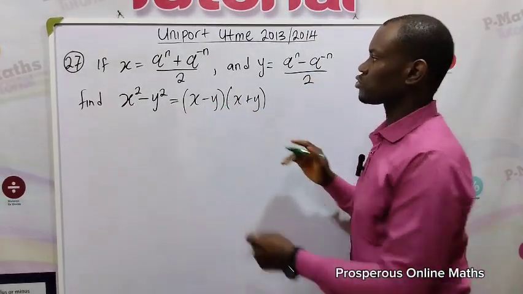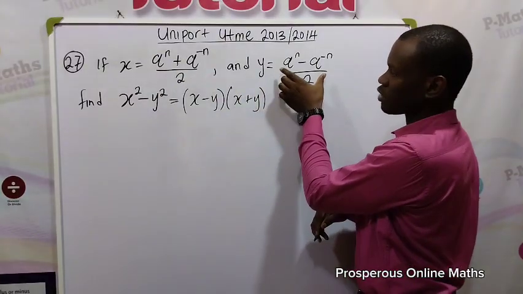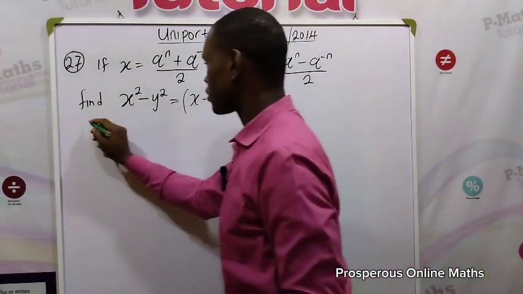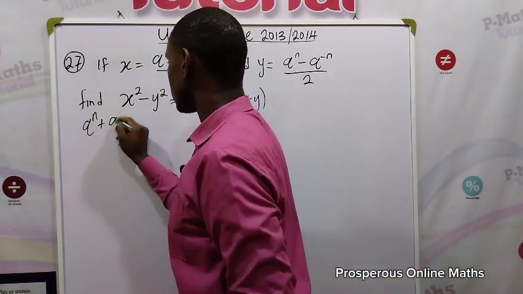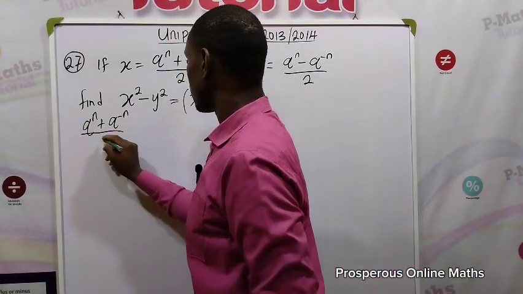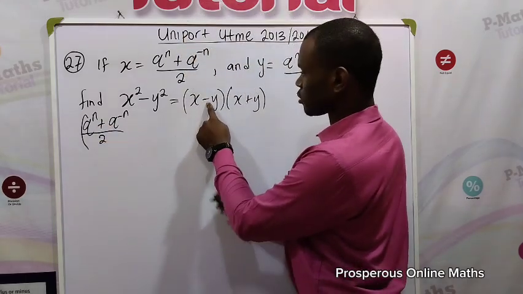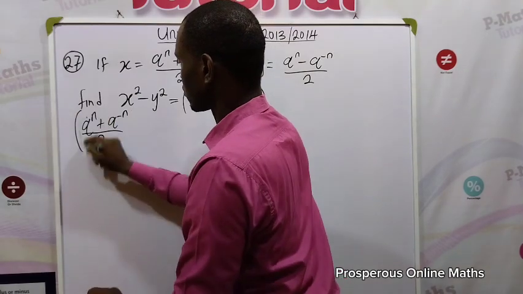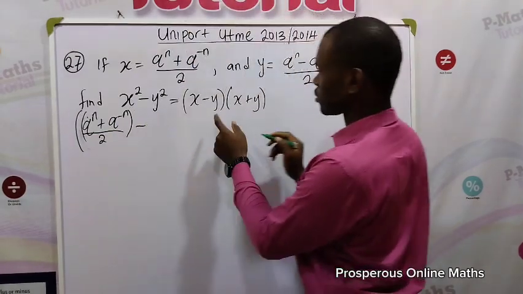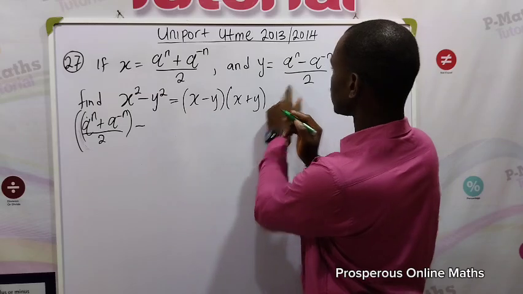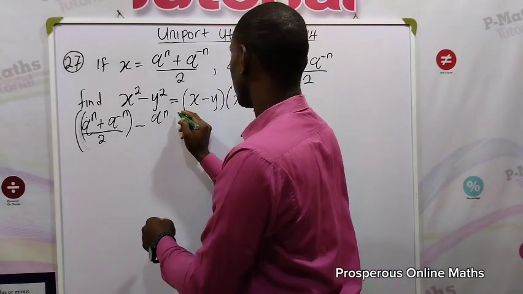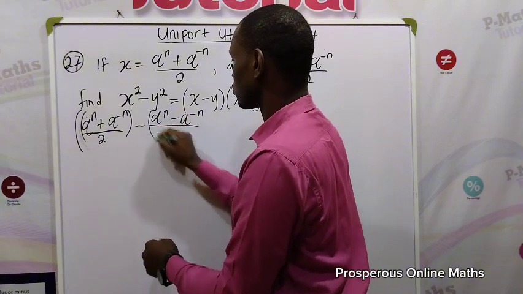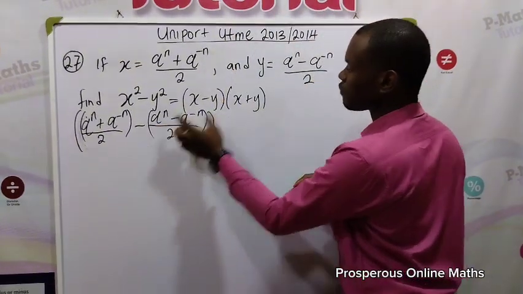So the next thing I want to do is to substitute the value of x and substitute the value of y in this expression. So my x is this, and then I'll write a raised to the power of n plus a raised to the power minus n over 2 minus, so we subtract y, which is a raised to the power n minus a raised to the power minus n over 2. All right, so we are done with the first bracket.